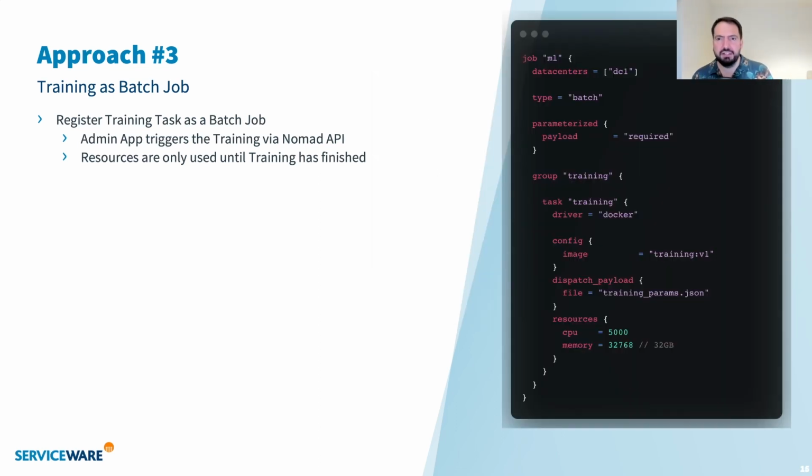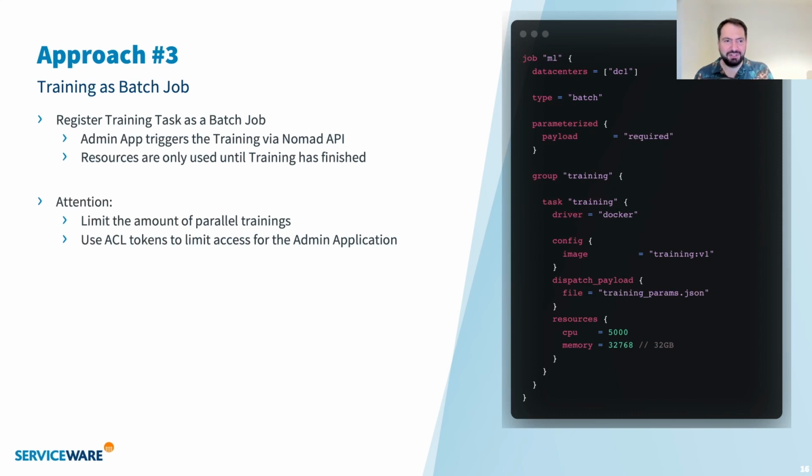So let's have a look at how this job looks. I just focus here on the training job because this is now not a service anymore, but of type batch. And the nice thing about batch jobs is that you can register them. They don't use any memory while they're not in use, and you can even parameterize them. So when the admin application decides to run one training job, it can pass a payload of parameters that is then realized as a file in a location. So here, in this case, our training params JSON is in the end a file our training code can pick up and read parameters from for that particular training.